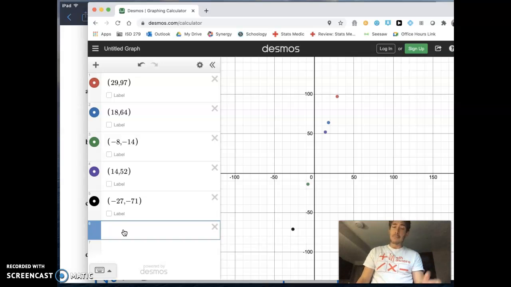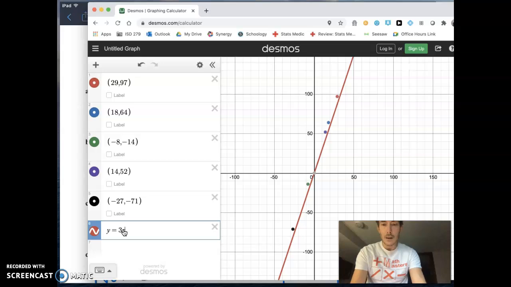Now what I'm going to do is type in my equation and graph it. The equation that we wrote in part C, I'm going to graph it. If it goes through all those points, then we nailed it. If it doesn't, we've got a problem. So let's check it out. Y equals, and I'm just going to type this in exactly like I wrote it in slope-intercept form. Y equals 3x plus 10.